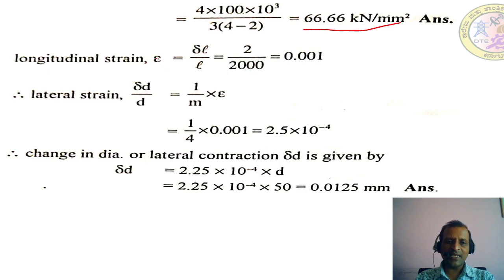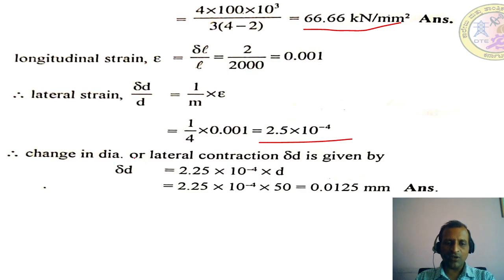Then longitudinal strain epsilon is delta L by L. So delta L is given as 2, then L is 2000. This is equal to 0.001. Lateral strain is delta D by D, so that is equal to 1 by m into epsilon. So 1 by m is 1 by 4, 1 by m is mu. So it is 1 by 4 into 0.001. That is equal to 2.5 into 10 to the power of minus 4. This is the lateral strain.